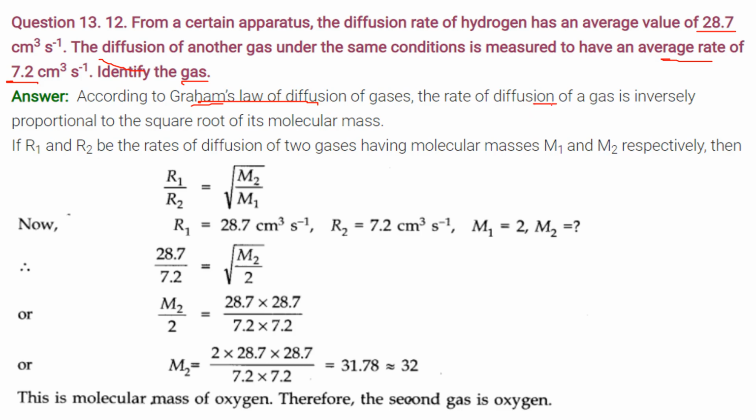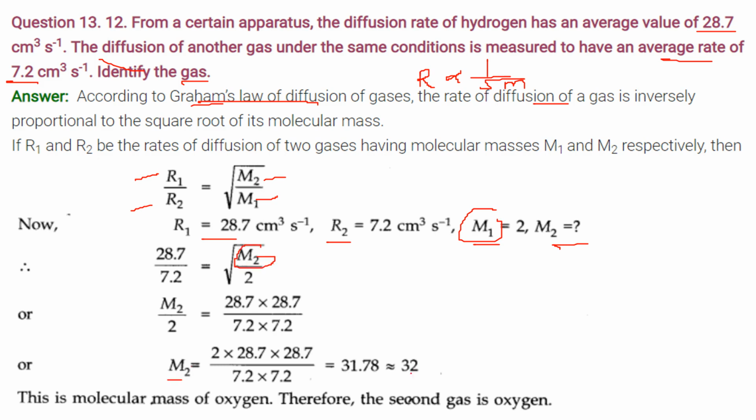The rate of diffusion of a gas is inversely proportional to the square root of molecular mass. So if R1 and R2 are the rates of diffusion of two gases having molecular masses M1 and M2, the expression will be something like this. R1 is given, R2 is given, M1 is given, M2 we don't know. We don't know which gas this is, but the M1 gas is known to us. Put all these values here and we just have to find M2.